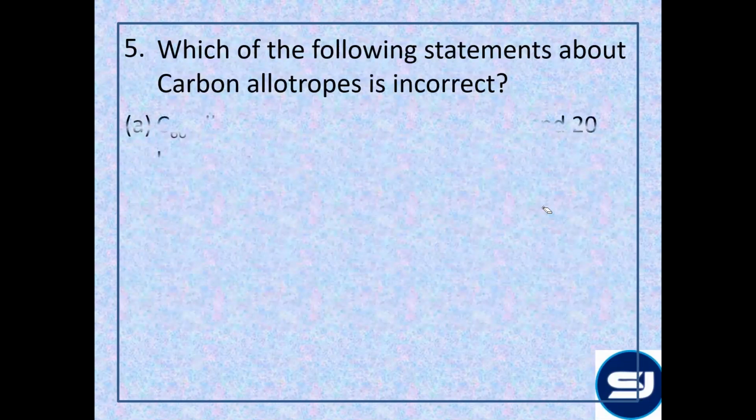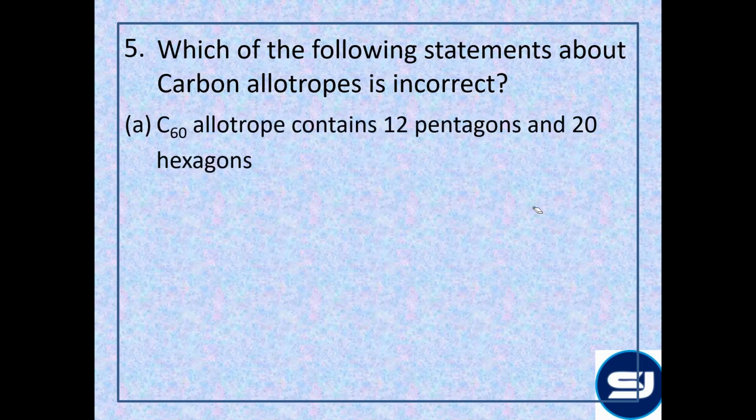Which of the following statements about carbon allotropes is incorrect? First, the C60 allotrope contains 12 pentagons and 20 hexagons. What is C60? Buckminster fullerene is its formula. And is it correct that it contains 12 pentagons and 20 hexagons? No. Then what would be correct?